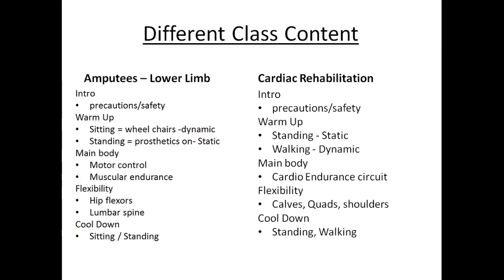So what's different about the two classes? So if you've got an amputee class of the lower limb, they're going to have lots of precautions and safety that are going to be different to cardiac rehab. Okay, so you can clearly see the difference between the two classes. Okay, the warm-up might be standing and walking for the cardiac rehab group. Okay, and depending on whether they've got their prosthetics at that time, it might be done in their wheelchair. Okay, so we're going to have motor control and muscular endurance issues for our amputees. Our cardiac rehab class is all about cardiovascular endurance.